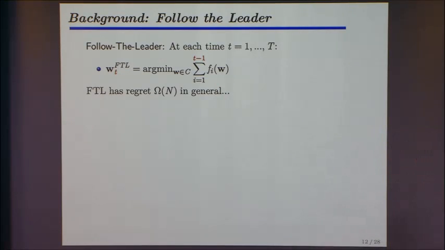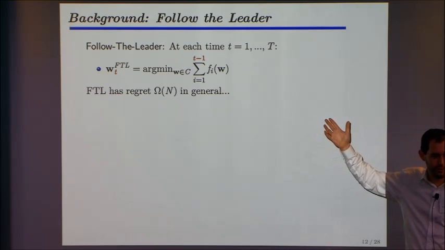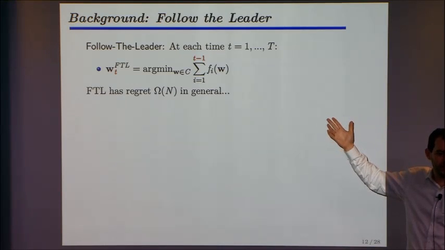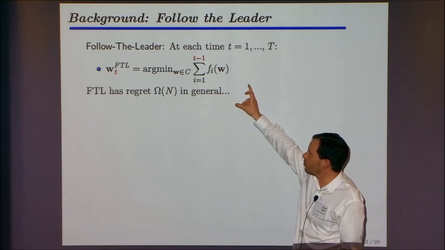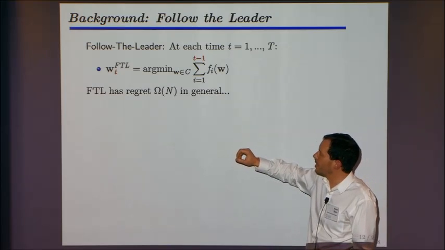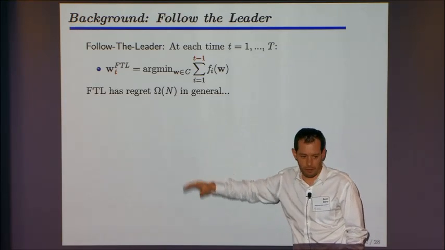In general, this is actually an awful idea, because you're always fighting the last war. This algorithm can be made to thrash around in horrible ways, and if you set up your input adversarially, then this can have very high regret, omega of n.